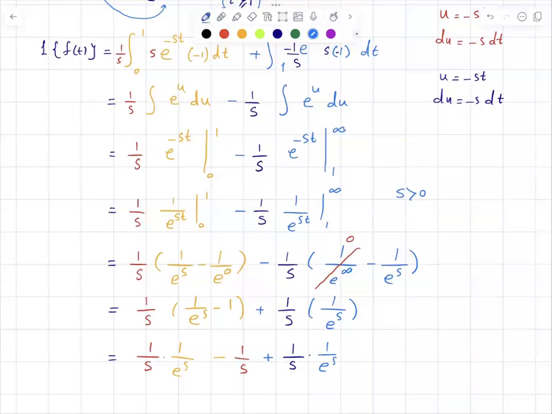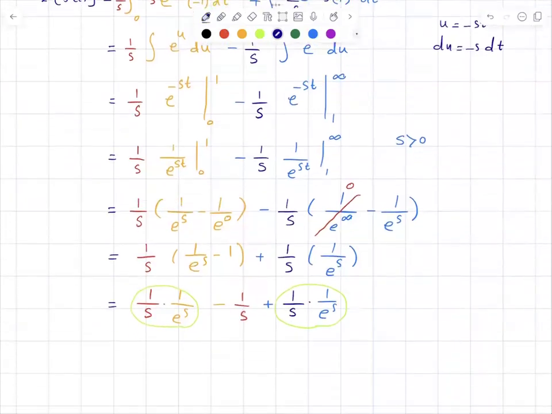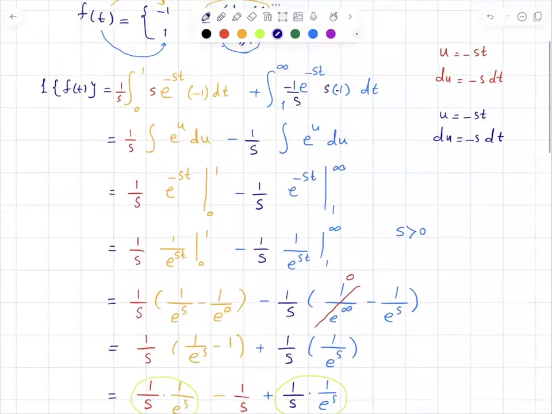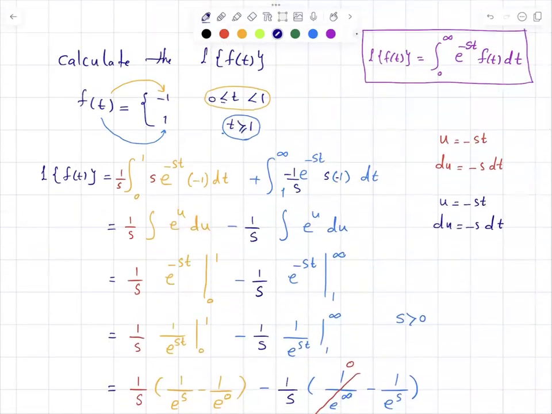So as you can see, these two are like terms. You can combine these two, and this is equal to e to power negative s multiplied by 2, so 2 e to power negative s divided by s minus 1 over s. And this is our final answer. So the Laplace transformation of this piecewise defined function, you have two pieces for this function.